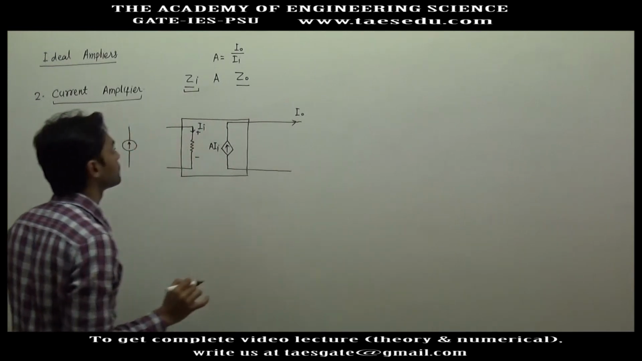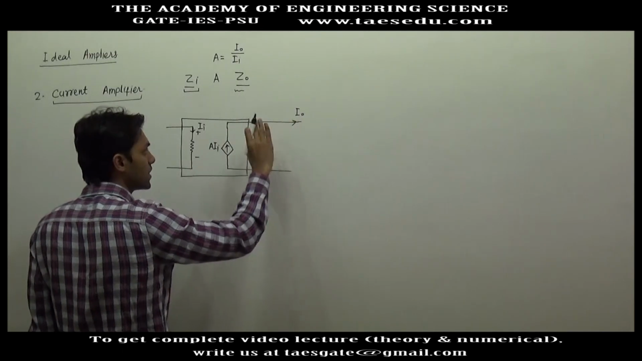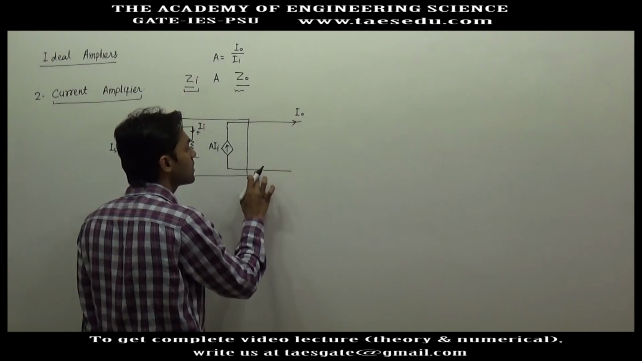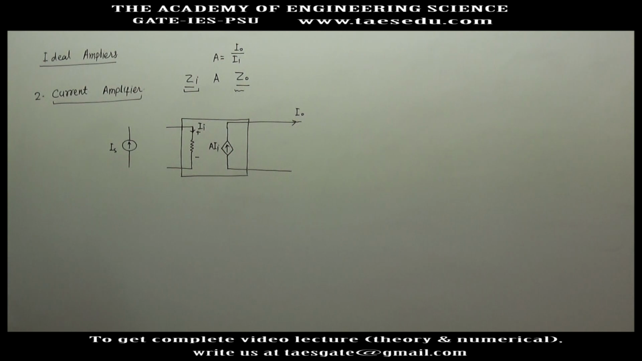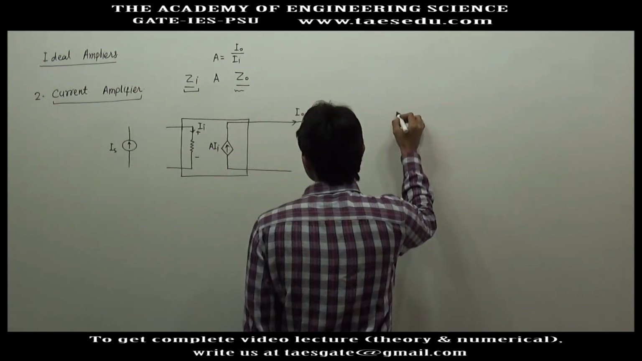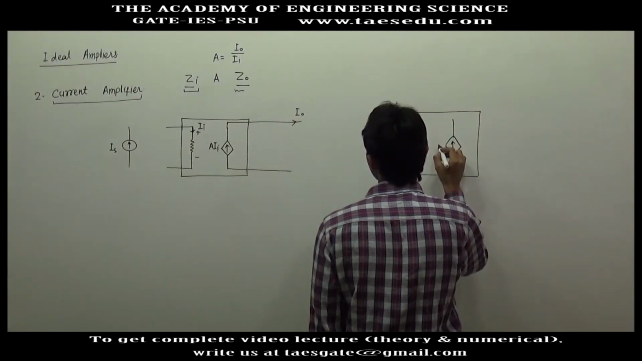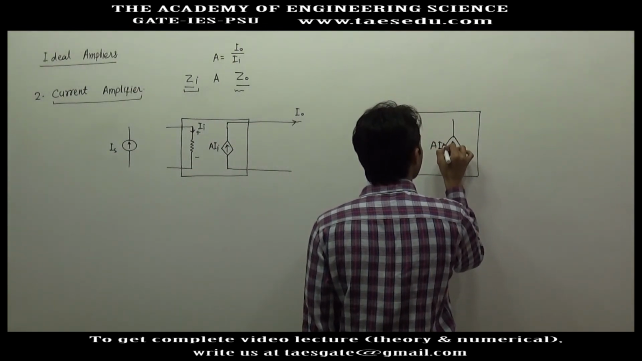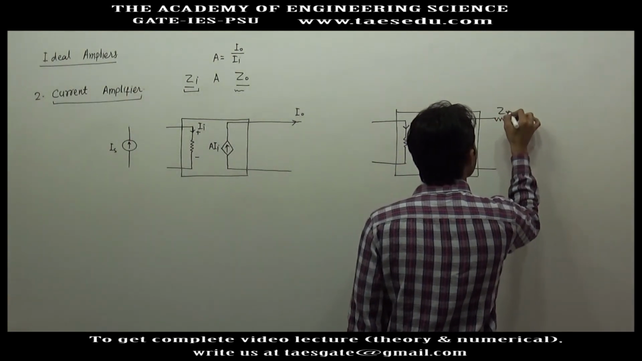Okay, now the question is where to connect Z0. Obviously Z0 will be connected in output, but whether it should be connected in series with the output or in parallel with the output. To answer it, let us first connect it in series. Let's say input current is Ii, here we will have A into Ii, and I am connecting output impedance here.